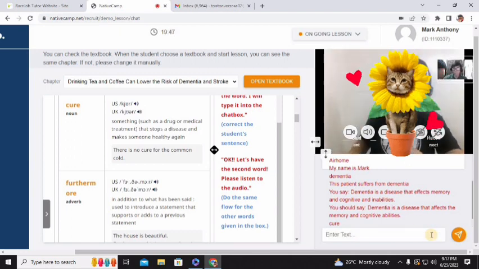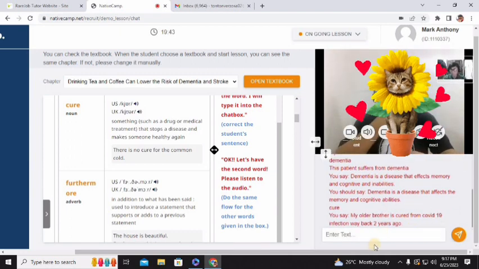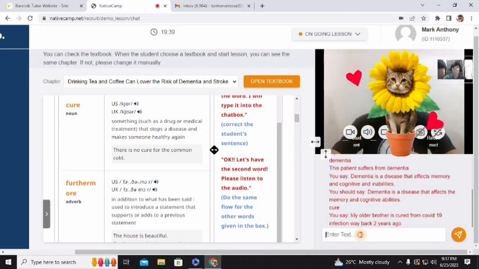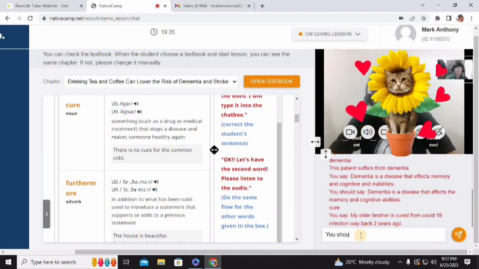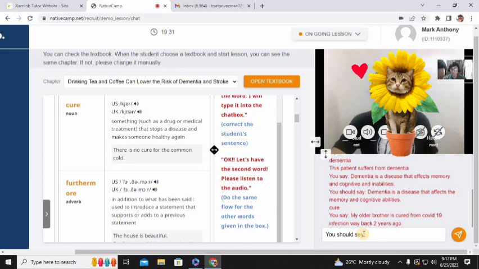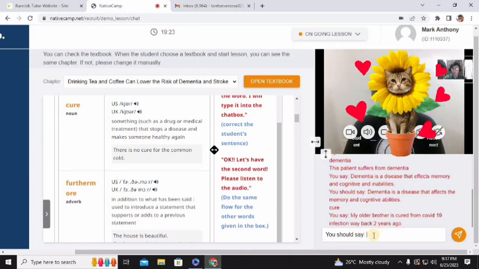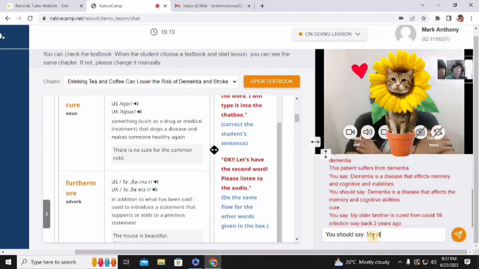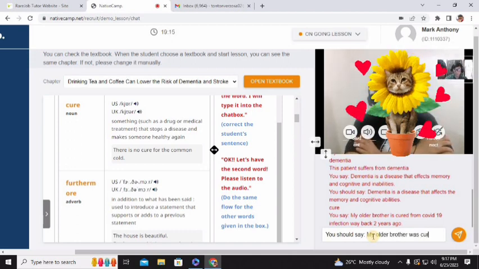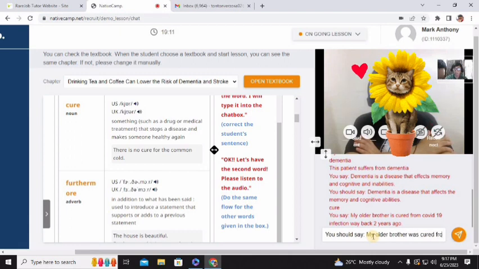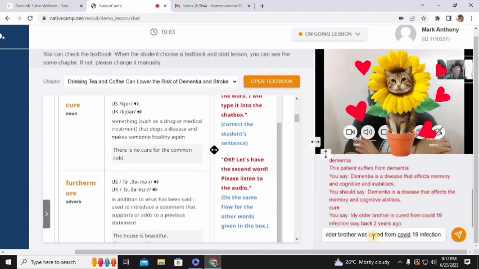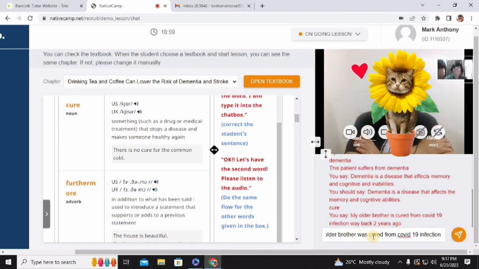Alright, let me check your sentence. Again, you say, my older brother is cured from COVID-19 infection way back 2 years ago. This is a good sentence, however, it's better if you say it this way. I notice in your sentence, you use the be verb is, which is in present tense. Since you are talking about the past, you're going to use the past tense was. So it's better if you say, my older brother was cured from COVID-19 infection. You can remove way back. You can directly say 2 years ago. Okay, simple sentence makes perfect.